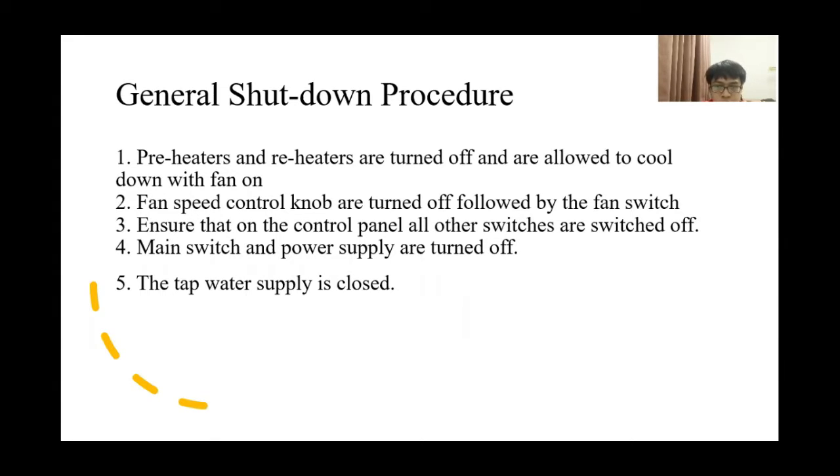Finally, is the general shutdown procedure. We need to turn off the preheaters and reheaters, allowing them to cool down with the fan on. After that, the fan speed control knob is turned off, followed by the fan switch. And then ensure that all these switches are turned off from the control panel. And then the main switch and power supply are turned off. And finally, the tap water supply is closed.